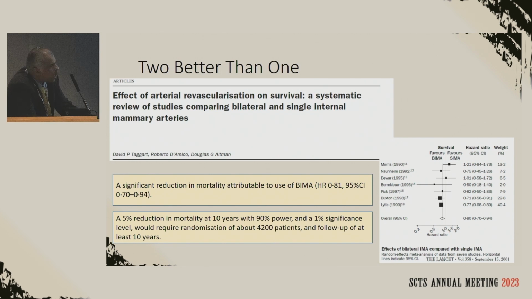In 2001, David Taggart published a systematic review, and essentially he looked at all the evidence published at that particular point in time, comparing single internal mammary artery with 2 internal mammary artery grafts. And what he showed was that there was a significant reduction in mortality, which is attributable to the use of bilateral internal mammary arteries. And this particular systematic review then spurred him to plan the arterial revascularization trial, and I'm going to allude to that in a minute.